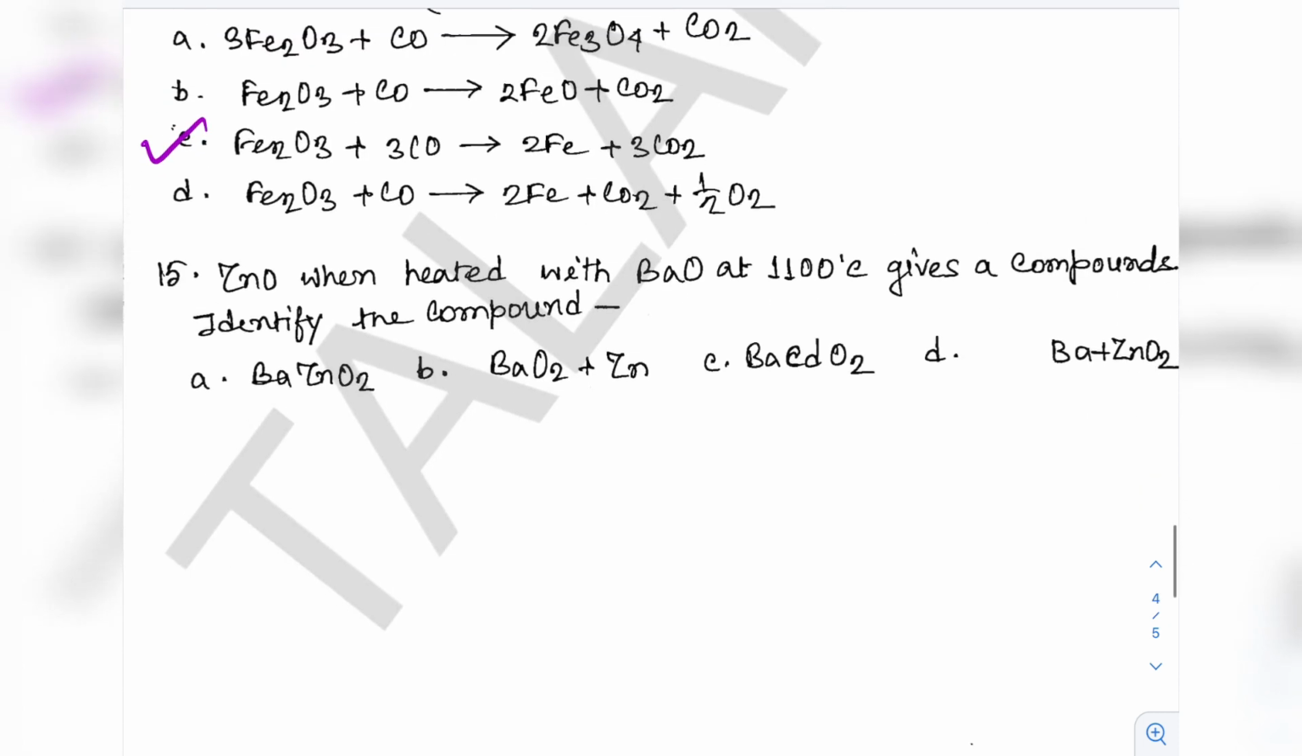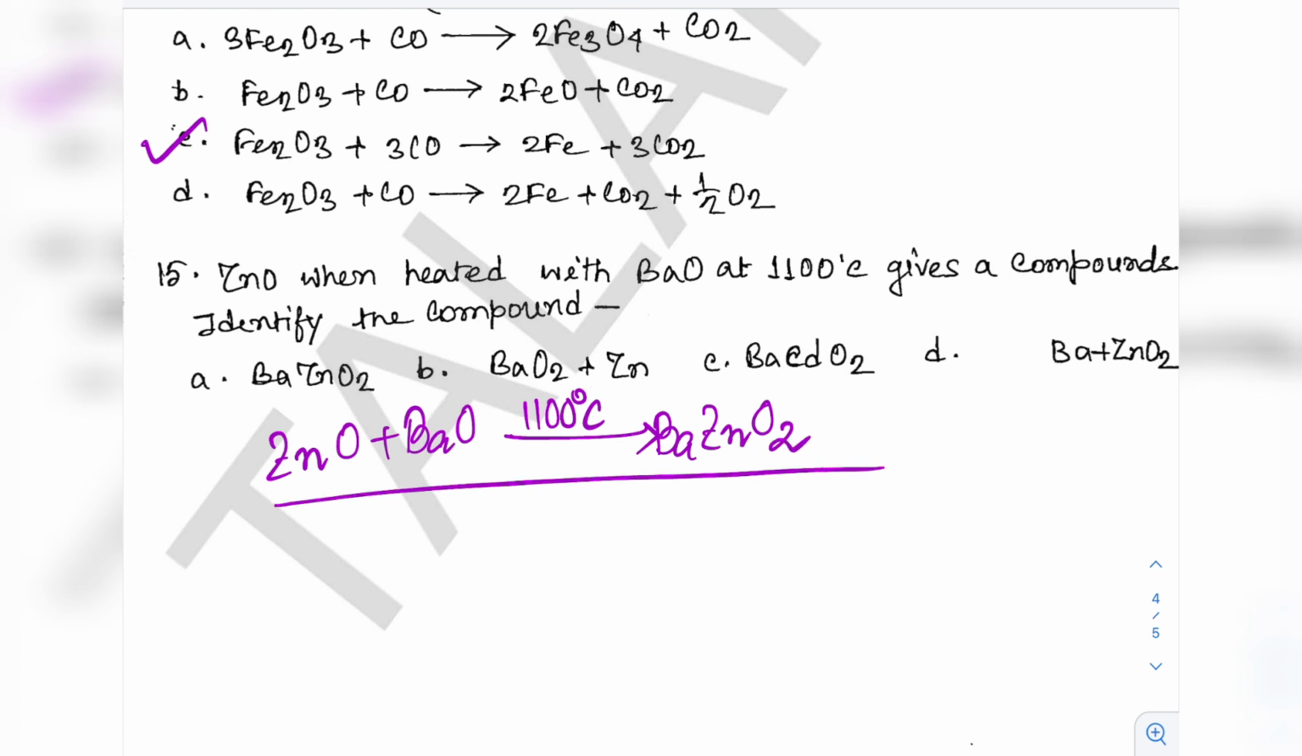Next, question 15. ZnO, when heated with BaO at 1100 degrees Celsius, gives the compound. Identify the compound. This is an important and informative reaction. You have to know it properly, otherwise you can't answer. At 1100 degrees Celsius, it basically forms this compound, barium zincate. So option A is the correct answer.